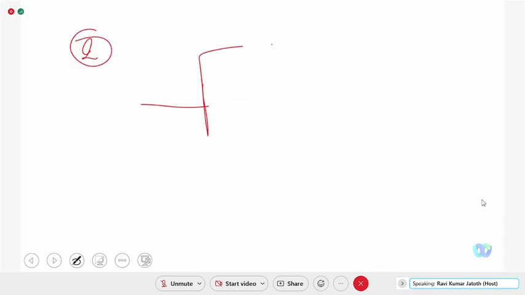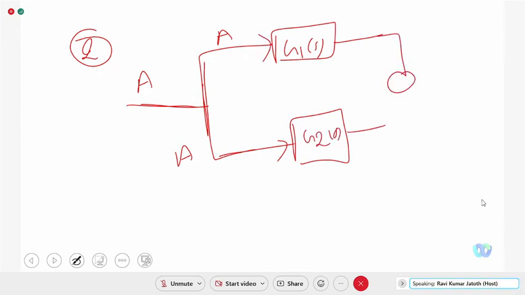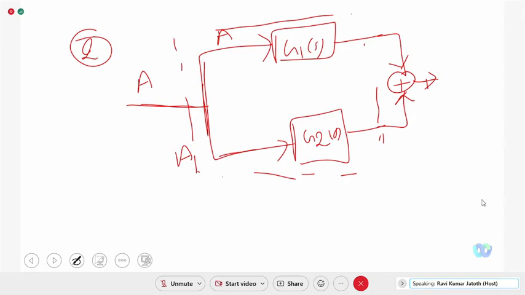Now, if there is a signal A here, getting diverted at this point, and A goes this way too. This signal goes through a transfer function G1 of S, and this one goes through another transfer function, G2 of S, and again they are connected here. In this case, we can call these parallel blocks. If these two blocks are in parallel, we can reduce them into one block.